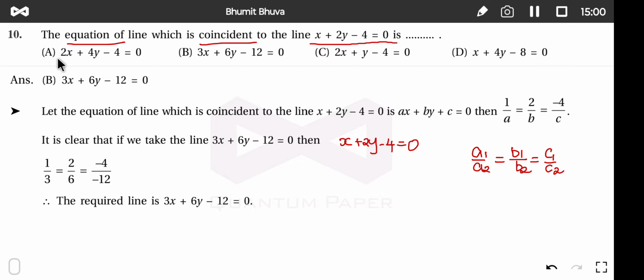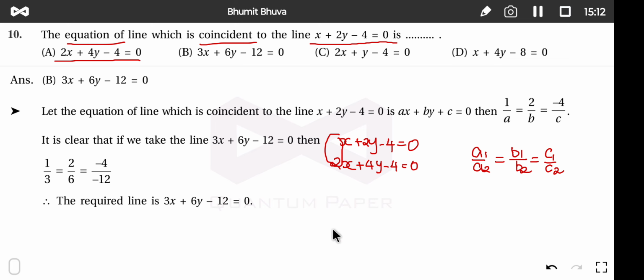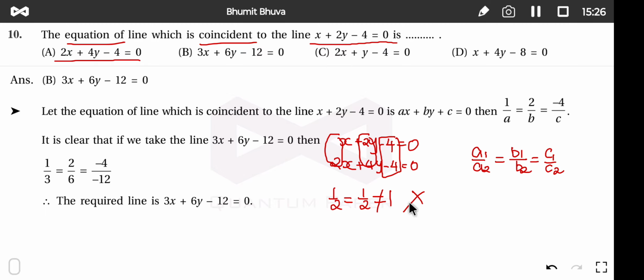So look at the first option, 2x plus 4y minus 4 is equal to 0. If we check the first ratio, it is nothing but 1 by 2. Second ratio 2 by 4, that is also 1 by 2. But the third ratio, minus 4 upon minus 4, which is 1. So the first two ratios are equal, but the third is not equal. So this is wrong, because we require all the three ratios to be equal. So the first is wrong. Let's look at the second option.